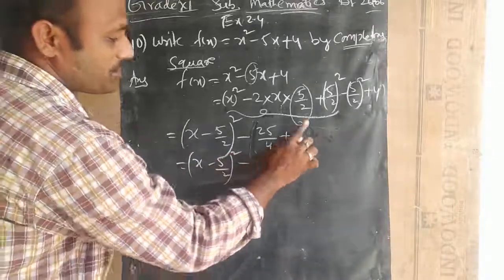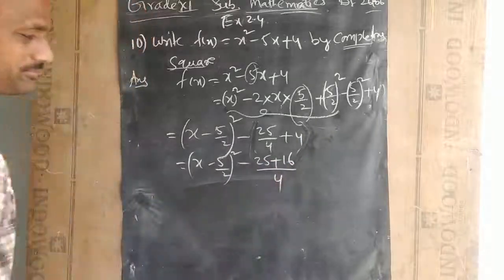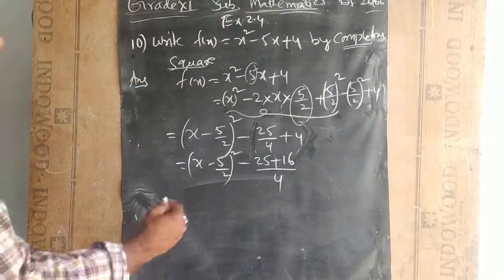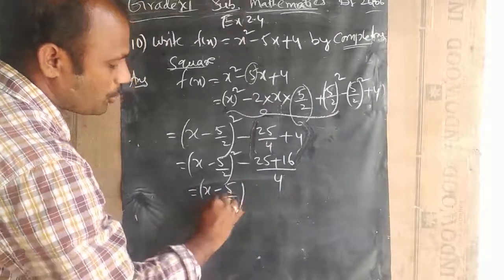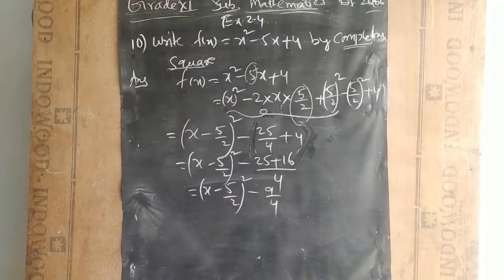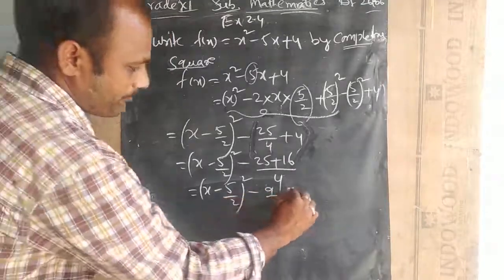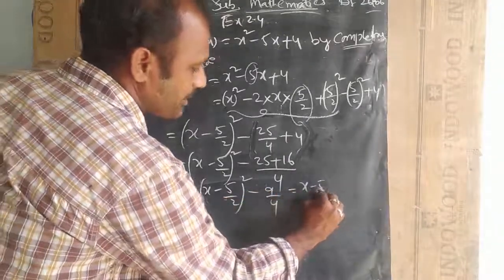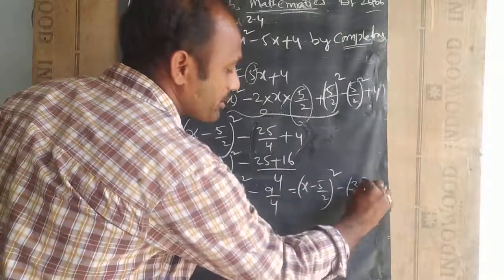LCM is 4, 4 fours are 16. So minus 25 plus 16 by 4. So that is x minus 5 by 2 whole square minus 9 by 4. Minus 25 plus 16 will be 9 by 4. So 9 by 4 can be written as 3 by 2 whole square. So that is x minus 5 by 2 whole square minus 3 by 2 whole square.